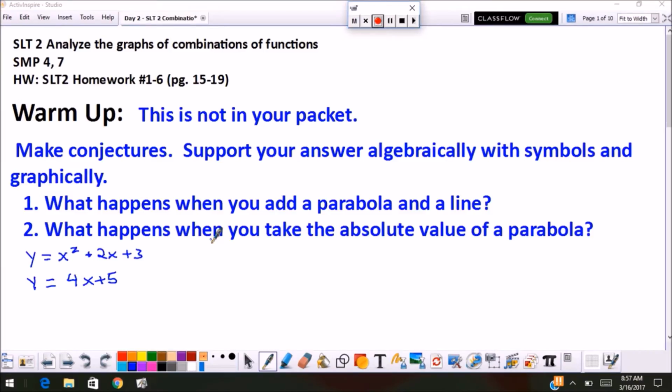Okay, so when I add these two together, if I add them, I'll get x squared plus 6x plus 8. So if I add together a parabola and a line, it is still a parabola.